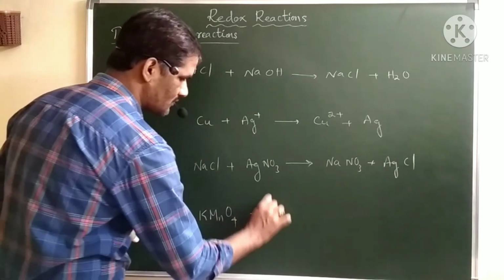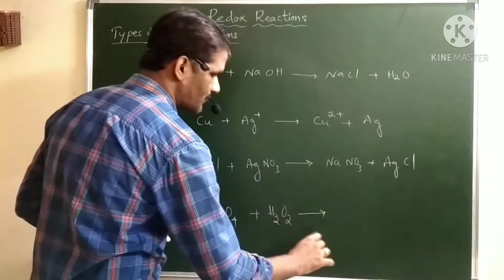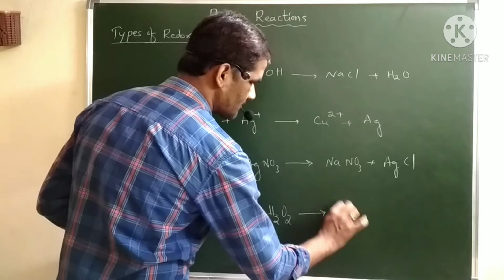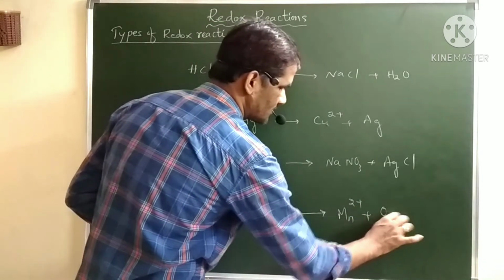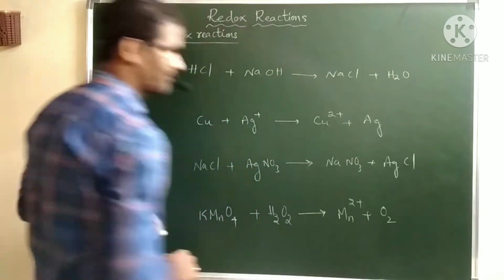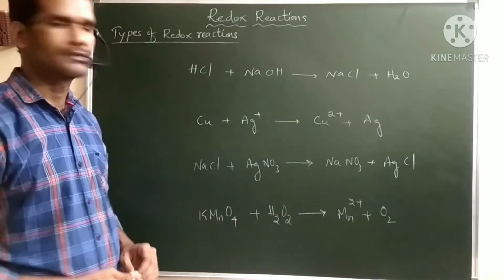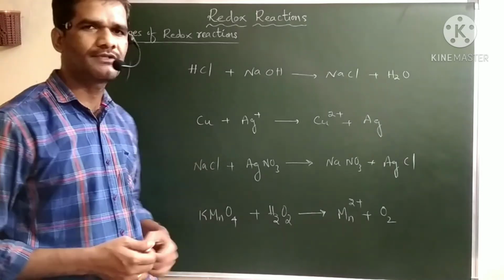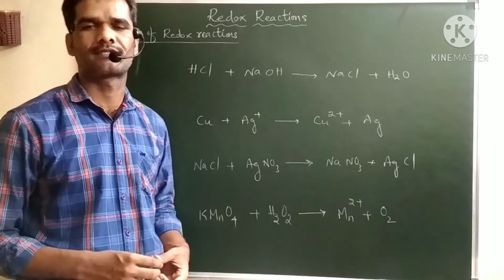Let me take one more reaction here. KMnO4 you treat with hydrogen peroxide, you will get Mn2+ and oxygen. These are some examples. So out of these four reactions, which reactions are redox reactions and which reactions are non-redox reactions?